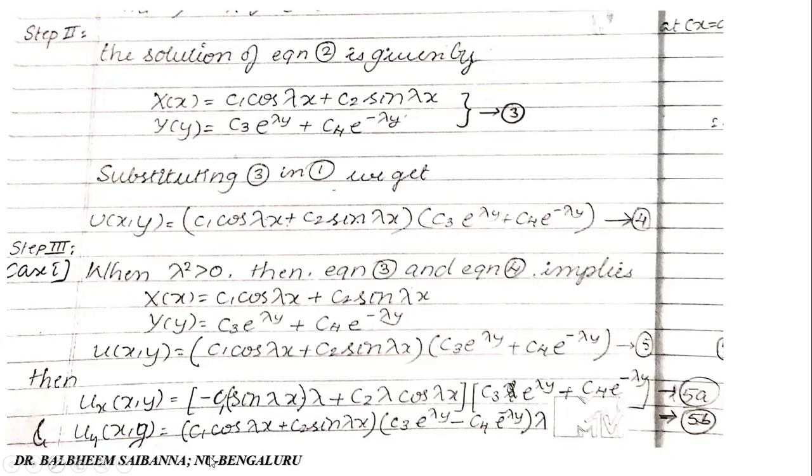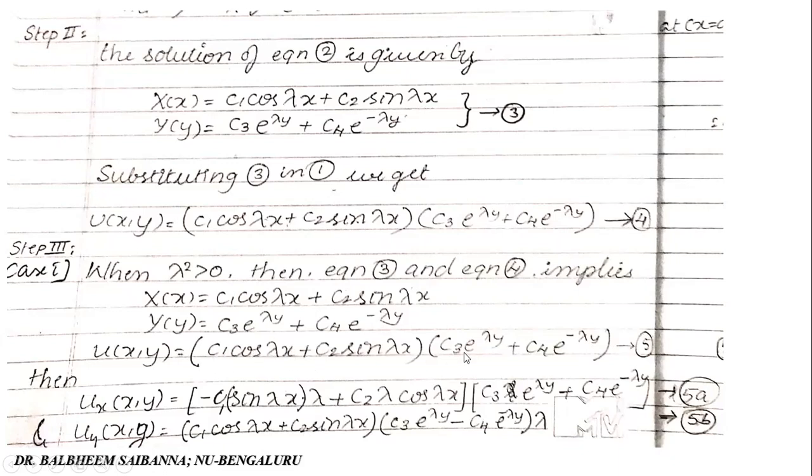When lambda square is greater than 0, equations 3 and 4 imply X of x is equal to c1 cos lambda x plus c2 sin lambda x, and Y of y is equal to c3 e to the power of lambda y plus c4 e to the power of minus lambda y. Then for lambda square greater than 0, the solution is in this form: u of x, y is equal to c1 cos lambda x plus c2 sin lambda x, times c3 e to the power of lambda y plus c4 e to the power of minus lambda y. This is called equation number 5. Then find the derivative of this with respect to x.